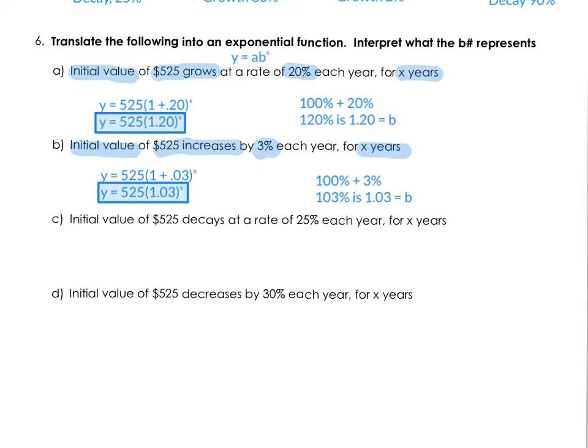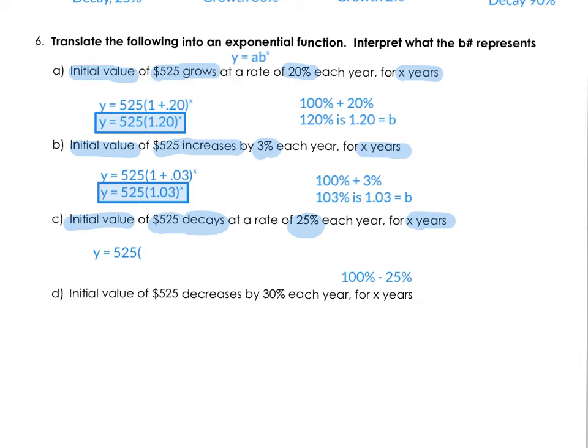Okay, on to the next one. We're starting off with an initial value of 525. Now we're decaying at a rate of 25% each year for X years. So I'm going to start off with plugging in the initial value, and I'm going to stop there. I'm going to write off to the side this time, again, that we're starting off with 100%, but this time we're losing 25%. So it decays at a rate of 25%. So I'm losing 25% each year.